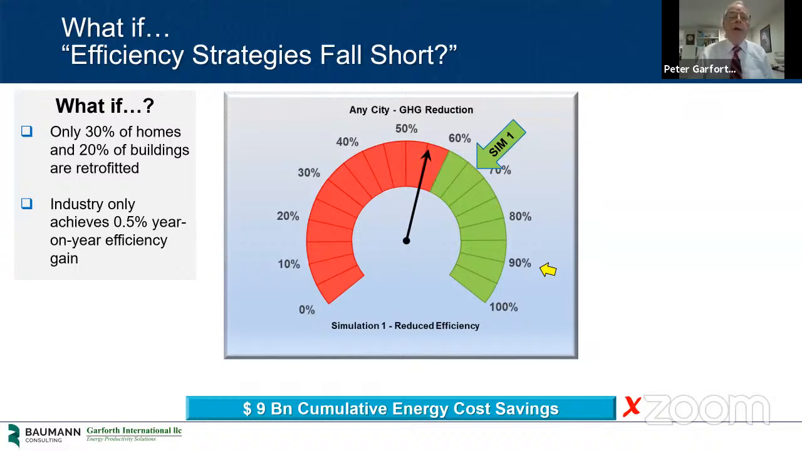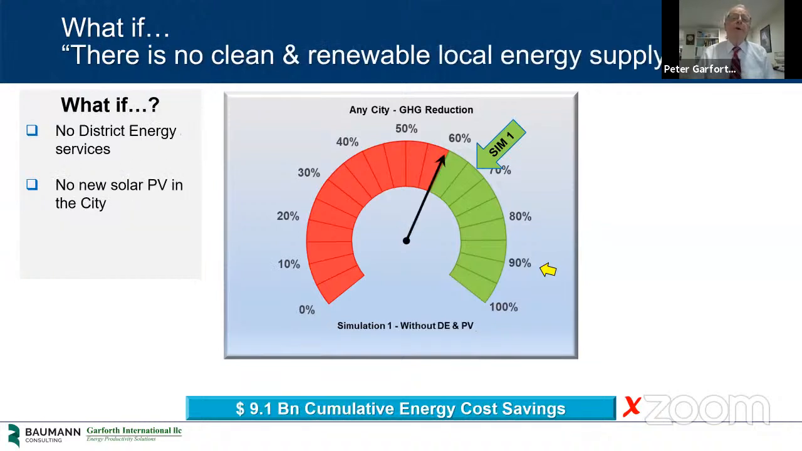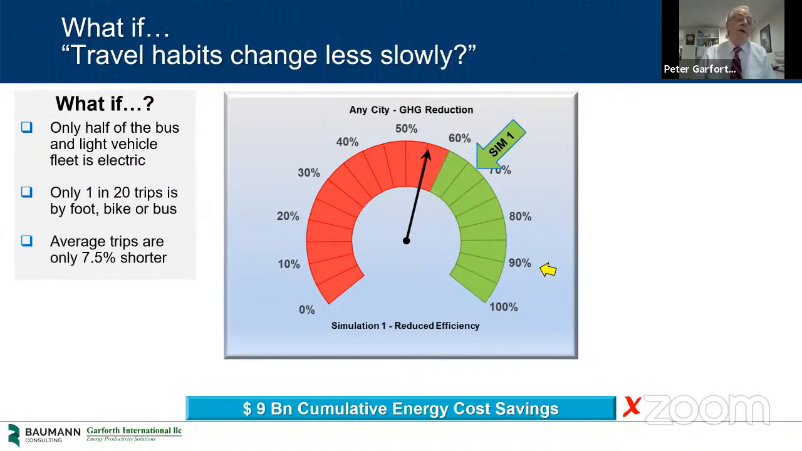difficult. I'm not accumulating these, so in other words, we reset everything. This is just the efficiency strategies. If we now go to, we have no district energy services, no new solar PV within the boundary, so behind the meter solar PV. So we remove our thermal integration in the higher density neighborhoods, and our greenhouse gas now slips below our 60% target, and our savings is now about a billion below our target.